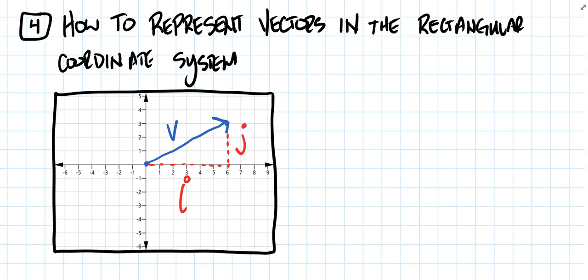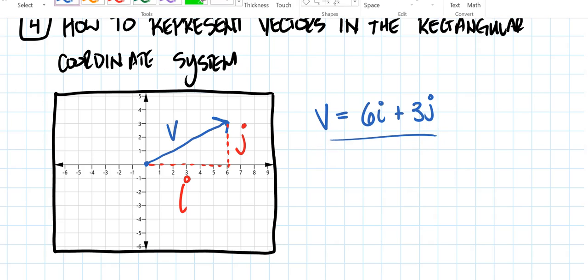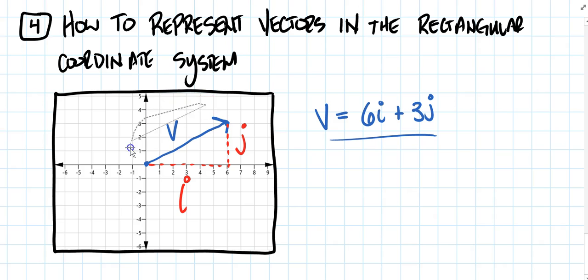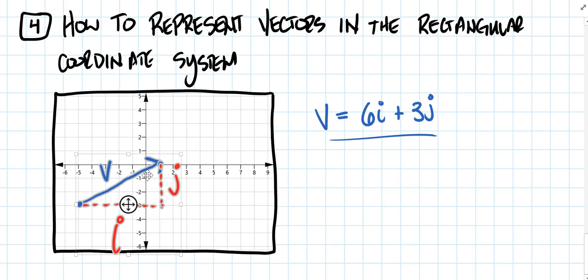So I could represent this vector v in terms of its components by saying it's the same thing as 6 units in the i direction plus 3 units in the j direction. So vector v could be represented as 6i plus 3j. And the cool thing about this is that it doesn't really matter where that vector is in the plane. For example, if I move this over here, this vector would still have the same components of 6i plus 3j. It doesn't necessarily have to be centered at the origin.